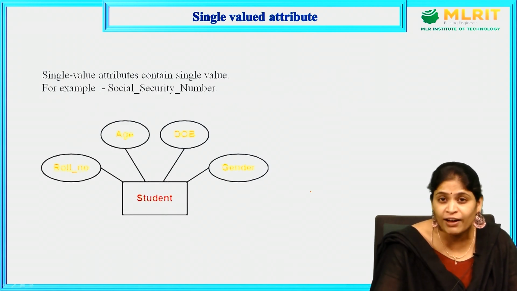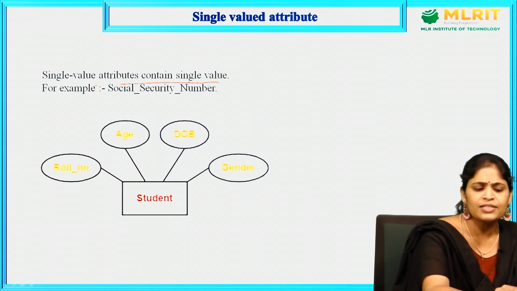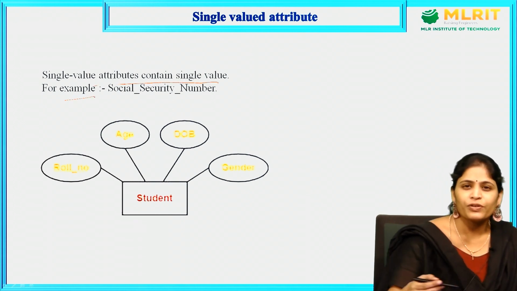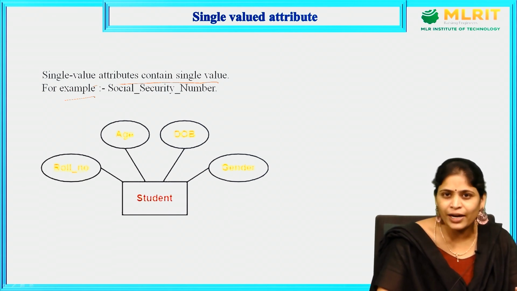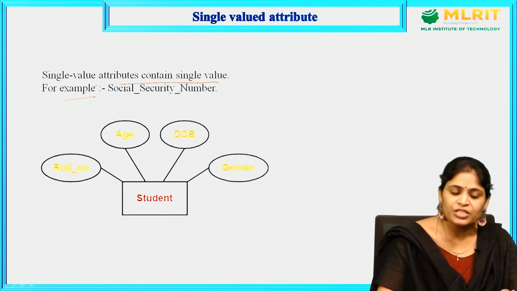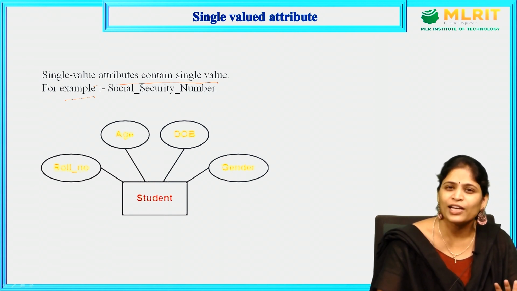Next, single valued attribute. So here the single valued attributes contain a single value. That is what we call social security number. Only a unique value we have. Aadhaar card, PAN card. So whichever attributes contain only a single value, those attributes are called single valued attributes.